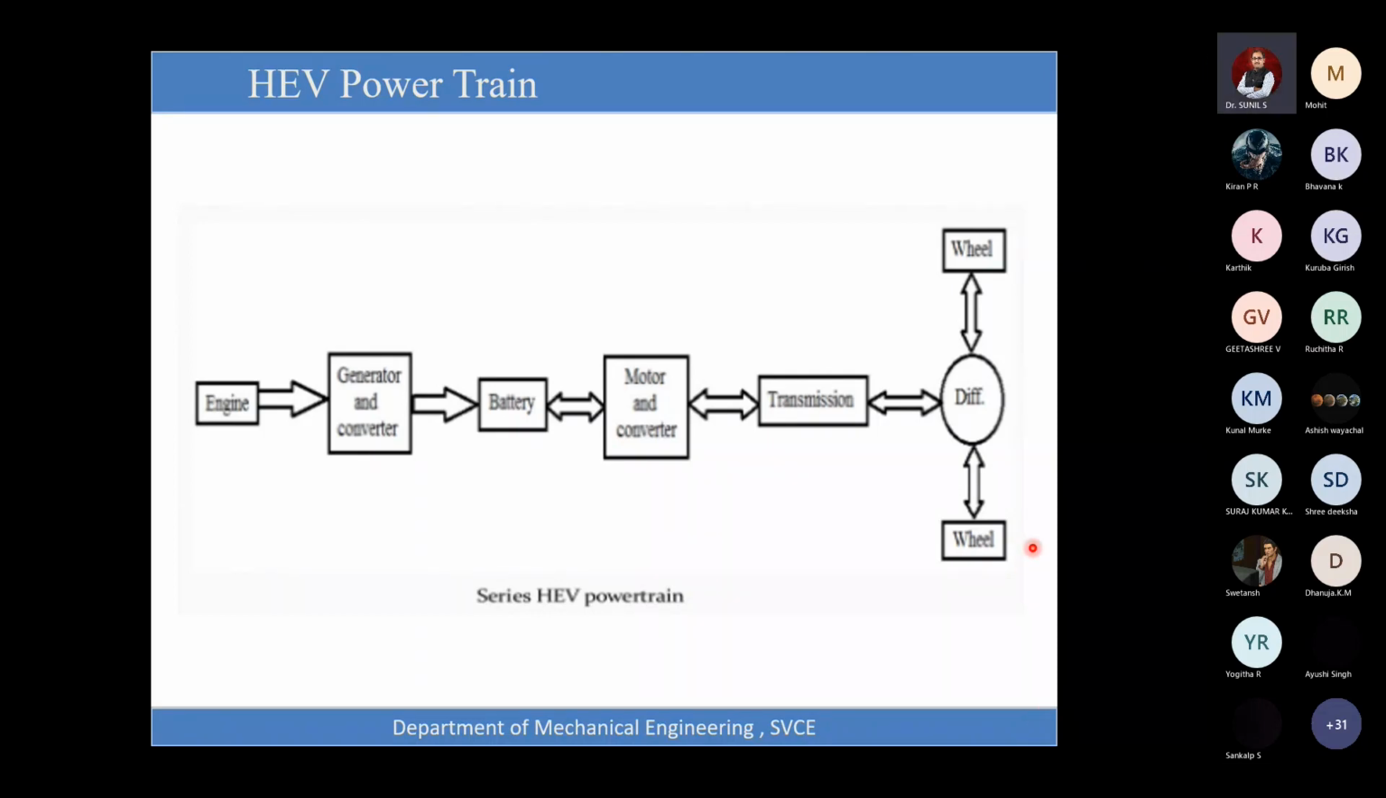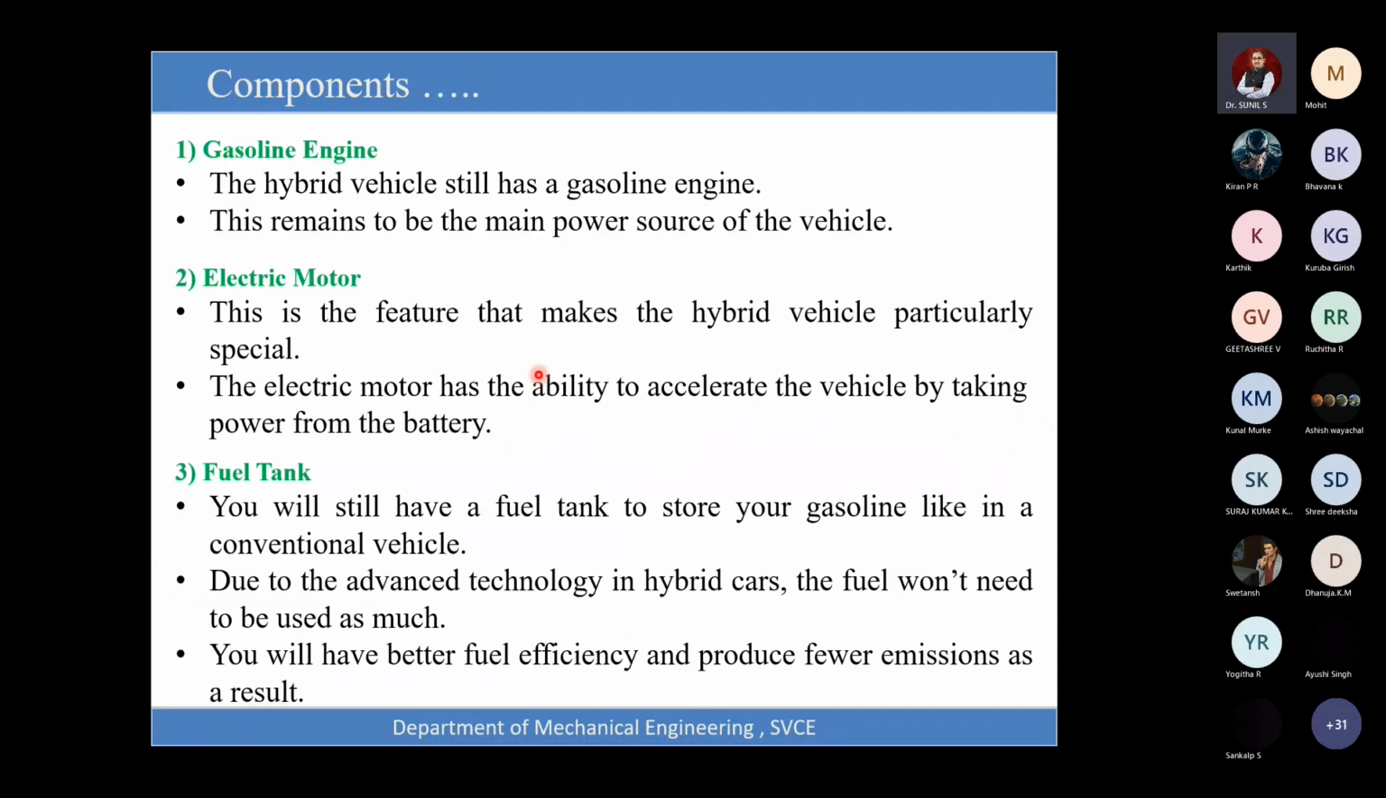Okay, we will move to the next. So different components. We just now saw the powertrain of a hybrid electric vehicle. So what are the important components? As I discussed, the first and foremost is the gasoline engine, that is the petrol engine. This remains to be the main power source for the vehicle. Second will be the electric motor. We can call it the sub power source. So finally we will get power from both the gasoline engine as well as the electric motor. So that is why it is called a hybrid vehicle.